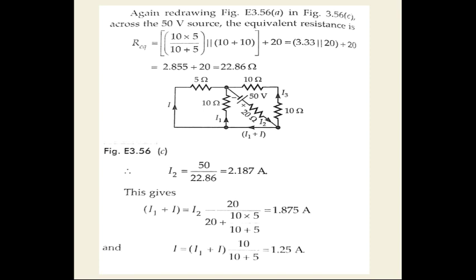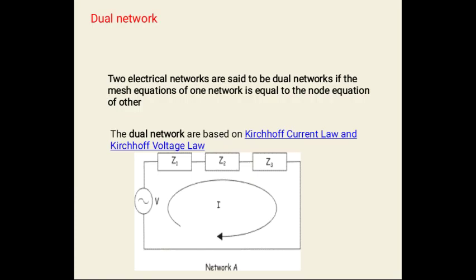Now in the second case, we study dual networks. What is a dual network? Two electrical networks are said to be dual networks if the mesh equation of one network is equal to the nodal equation of the other network. It means a dual network is based on Kirchhoff current law and Kirchhoff voltage law.